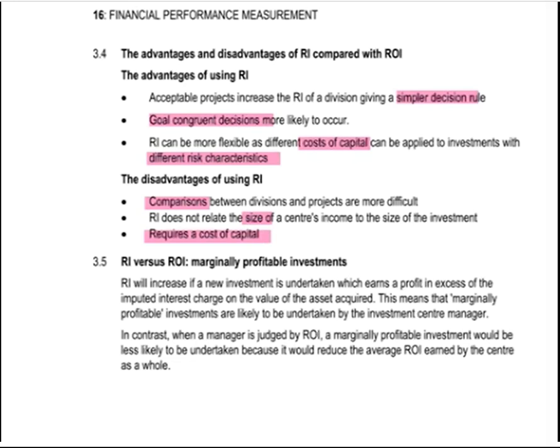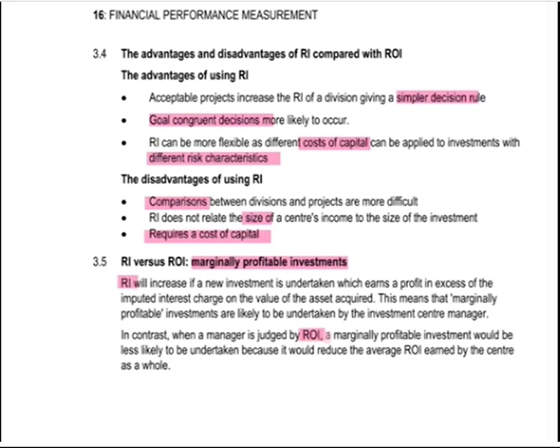Particular mention is given to our marginally profitable investments. So if we have a project that will generate a return and it will satisfy our investors, but not a huge return, then under residual income, we're more likely to accept that compared to ROI.